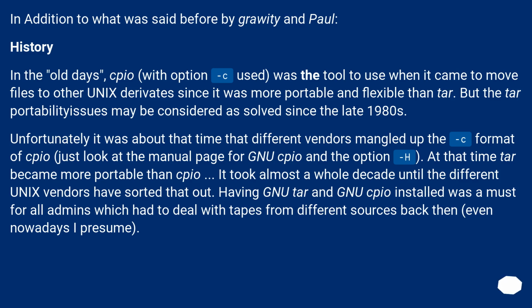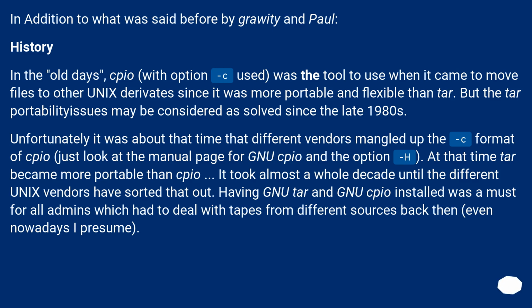In addition to what was said before by Gruity and Paul. History. In the old days, CPIO, with option c used, was the tool to use when it came to move files to other Unix derivates, since it was more portable and flexible than tar. But the tar portability issues may be considered as solved since the late 1980s. Unfortunately, it was about that time that different vendors mangled up the c format of CPIO. Just look at the manual page for new CPIO and the option H.